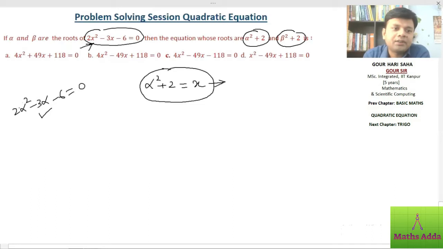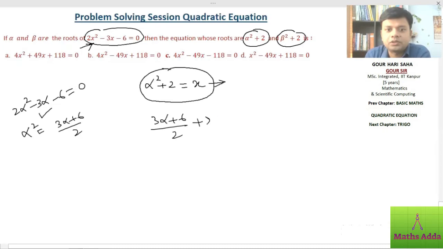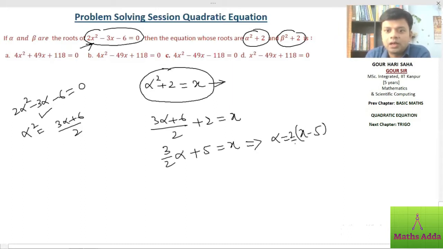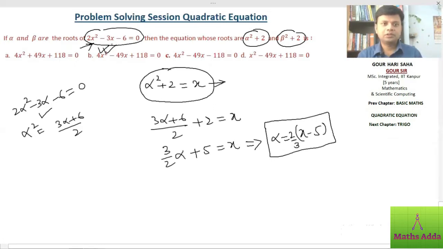How can I do that? I can find alpha square from here. Alpha square will be 3 alpha plus 6 by 2. Put it here. So it is 3 alpha plus 6 by 2 plus 2 is equal to x. So it is 3 by 2 alpha plus, simplified, 5 is equal to x. So this means alpha is equal to x minus 5 into 2 by 3. Now you got a linear relation between alpha and x. Now alpha satisfies this one, so you can put alpha here. So we put the alpha value in this equation.